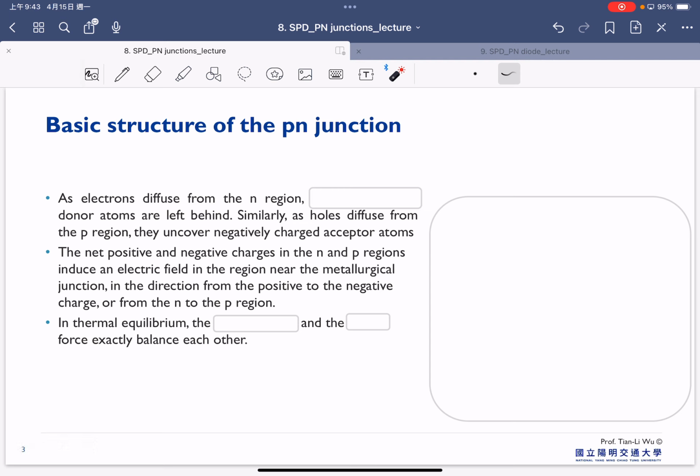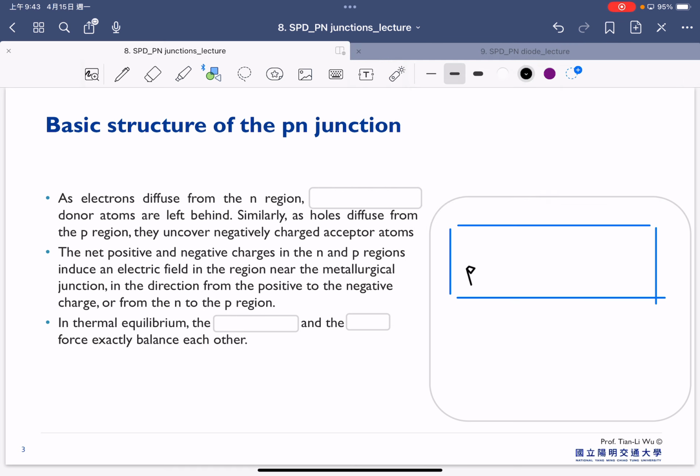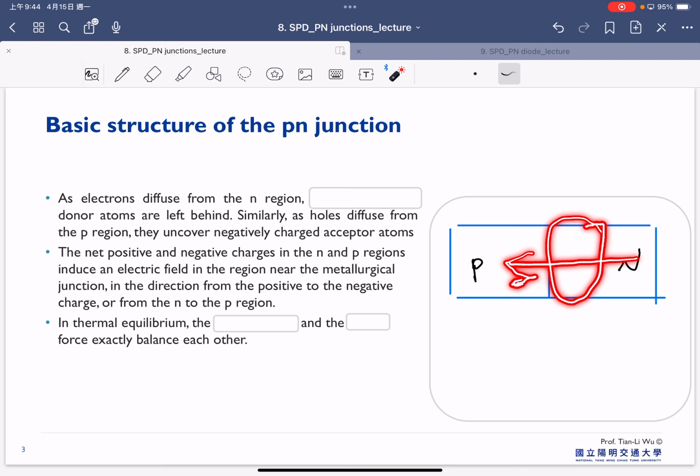Right now, let's look at the charge distributions inside this PN junction, in a little more detail related to the charge here. Still the same, we're starting from P and N here. On the left-hand side is P, and on the right-hand side is the N region. This is the junction interface here. We found that once the electrons diffuse from the right to the left, some positive charge will be left in this region.